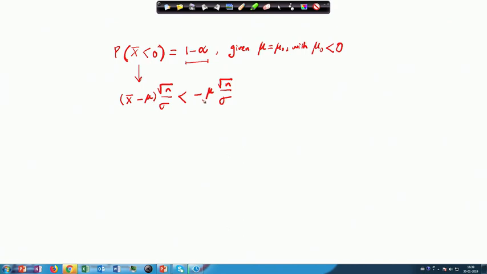So, I get minus mu, and then I multiply by root n by sigma. Again note that sigma is positive. So, therefore, if I multiply, then the signs do not change. So, this probability essentially remains the same, and is also equal to 1 minus alpha. That means this part is nothing but my z statistic, which follows a standard normal distribution, so the mean is 0 and sigma is 1. This is what we have already seen in the last class.